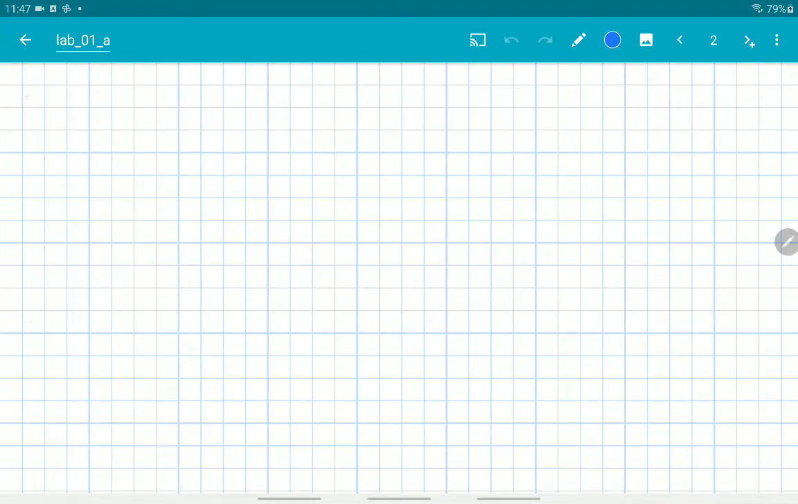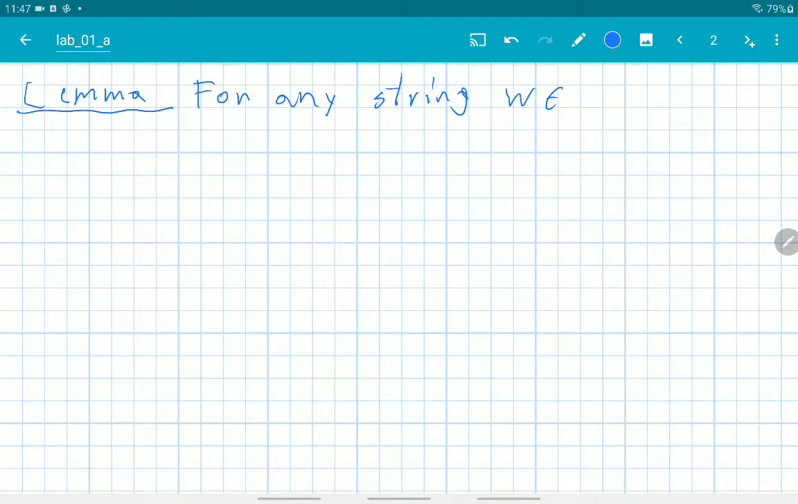So let me copy the claim. Lemma: for any string w in sigma star, we have that w^R is equal to w. Okay, so proof.